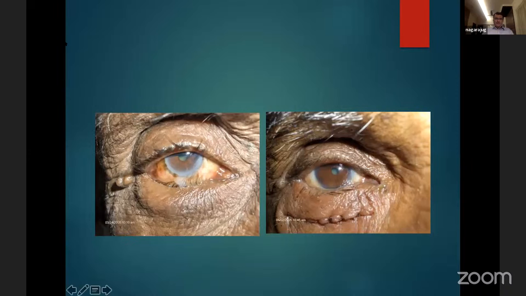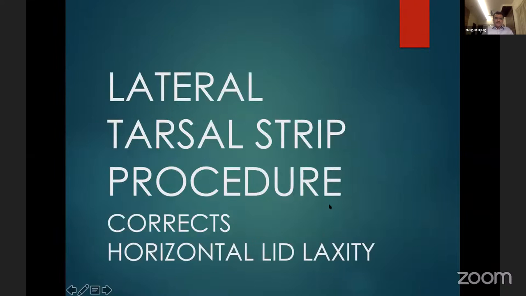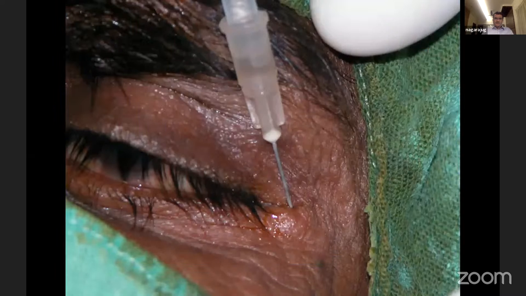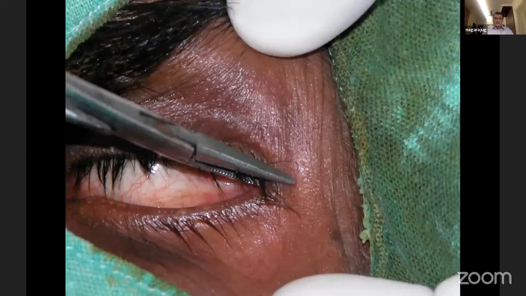So this is a patient of an entropion. You can see this is almost done in 2005, and this is probably within the first week of surgery. Whenever there is a significant horizontal lid laxity, you can try to complement this Jones procedure with a lateral tarsal strip procedure also. That will correct the horizontal lid laxity.